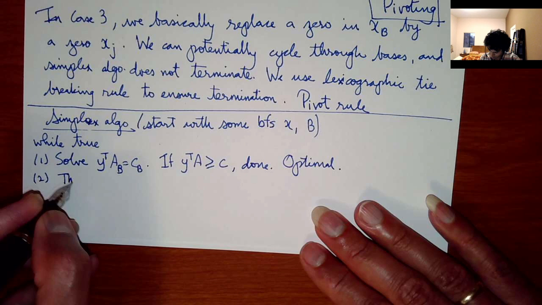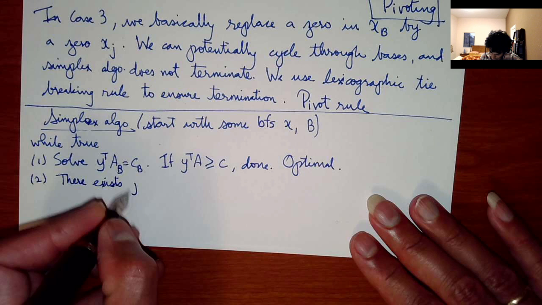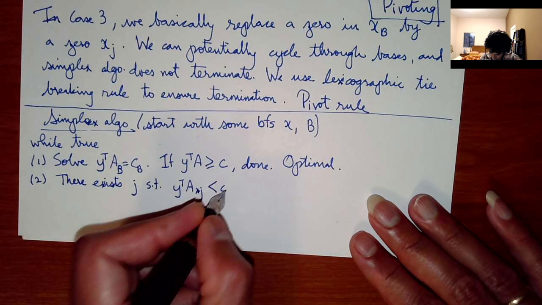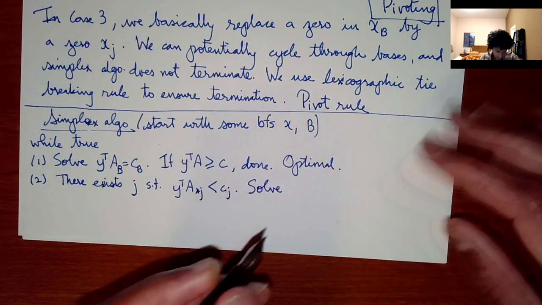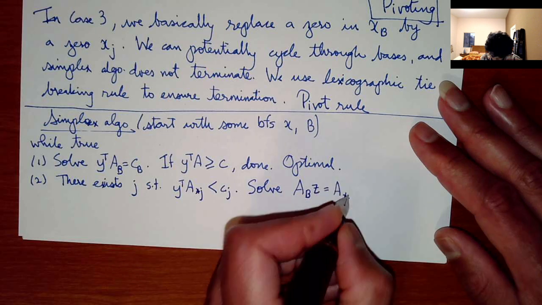There exists a J such that y transpose A star J is less than Cj. So we're going to solve ABZ equal to A star J.